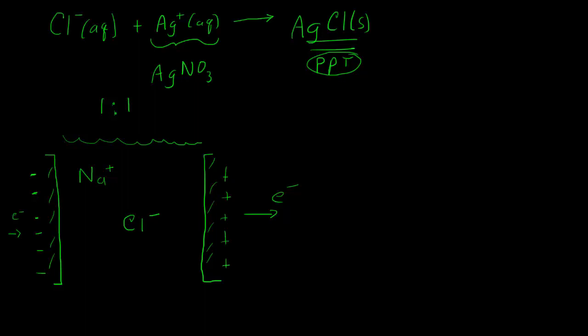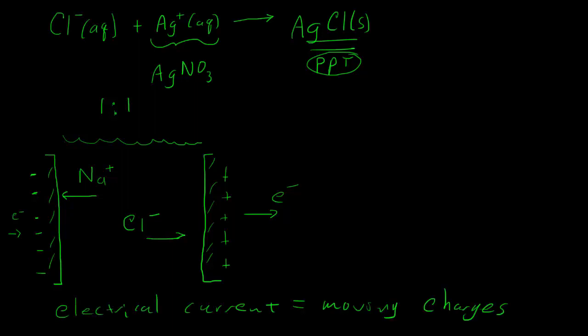What happens is that the sodium cation is repelled by the positive charge and attracted to the negative charge. So it's going to migrate in this direction. The same thing is going to happen with the chloride ion, but it's going to start moving this direction. Anytime we have moving charges, that's what electrical current is. So our charge carriers in this case are these ions.